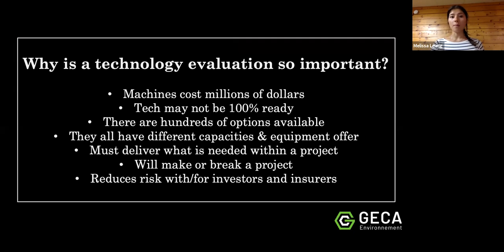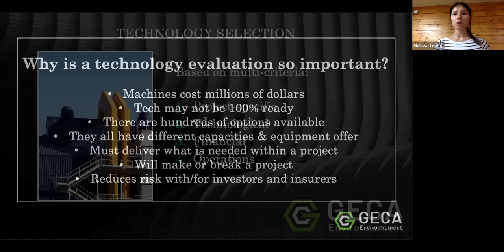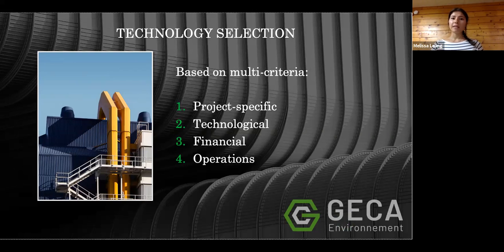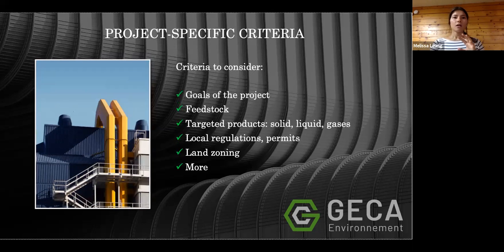So how do we go about doing this technology evaluation? It's more than just considering, can this technology take the tonnage, and can this technology make biodiesel? It has to go beyond that. So generally we base it on four criteria: project-specific criteria, technological criteria, financial criteria, and operations criteria. Some criteria kind of fit in two or more categories, but they're really important to consider.